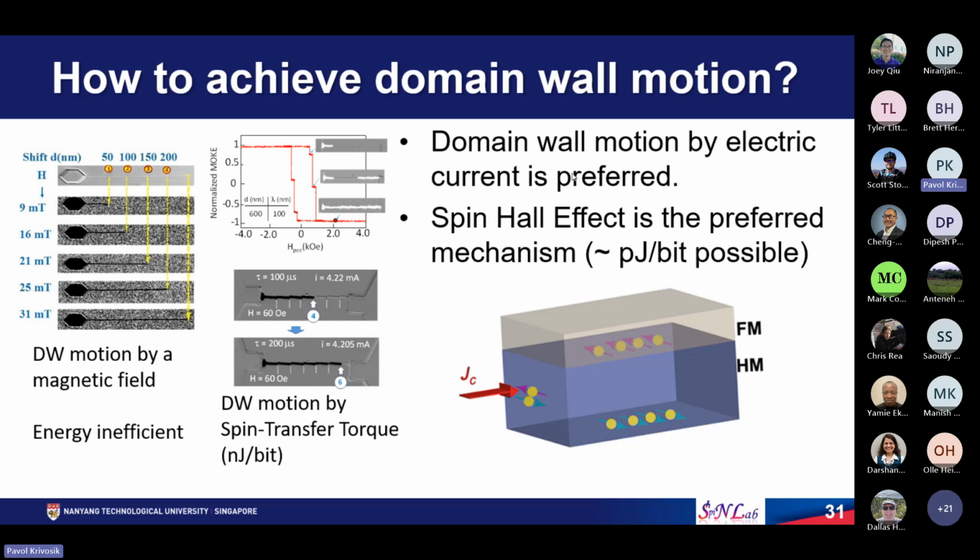The third possibility is to grow the free layer on top of a heavy metal layer, send a current through the heavy metal layer, and use the spin Hall effect to move the domain wall from left to right. If you compare the energy scale, the first approach is very energy inefficient and not practical for applications, but in the laboratory, we can do this easily. The most preferable method is the spin Hall effect. This is the most energy efficient method as of now.